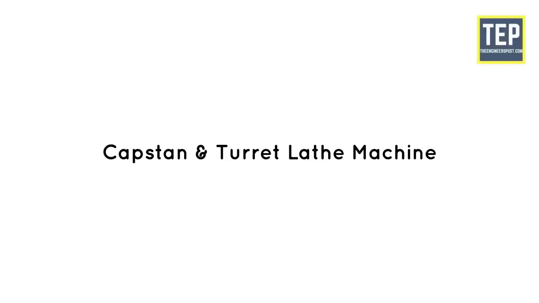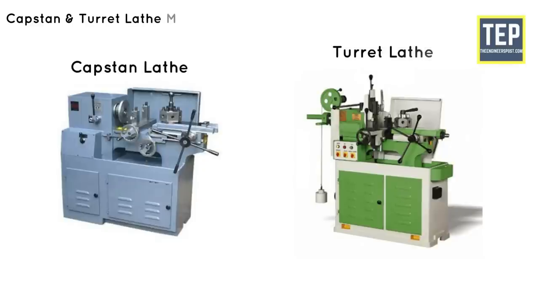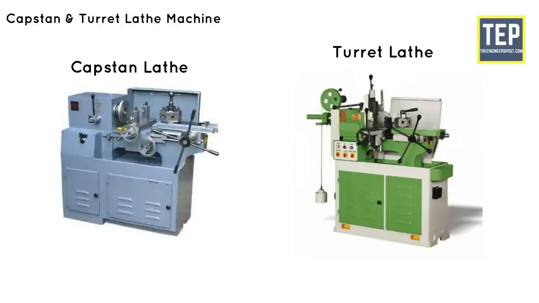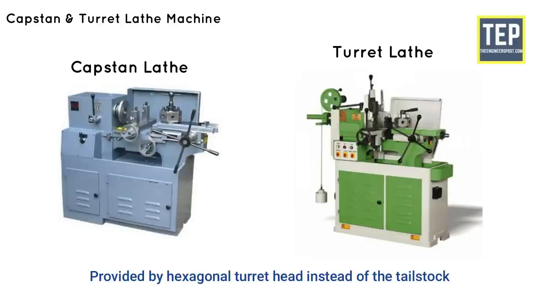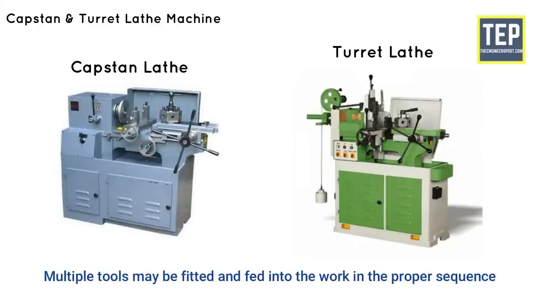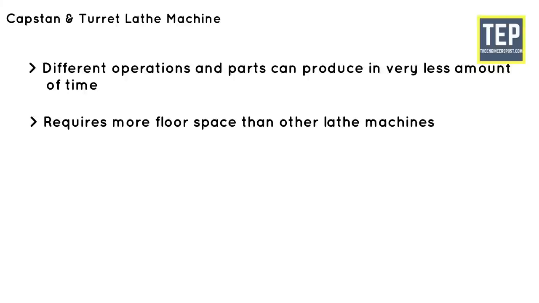Capstan lathe and turret lathe. Capstan lathe and turret lathe machines are used in production work. These lathe machines are a development of the engine lathe. These machines are provided with a hexagonal turret head instead of the tailstock. It also consists of three tool posts, where multiple tools may be fitted and fed into the work in the proper sequence. The main advantage is that different operations and parts can be produced in a very short amount of time. Capstan and turret lathes require more floor space than other lathe machines, and are used only for large jobs.